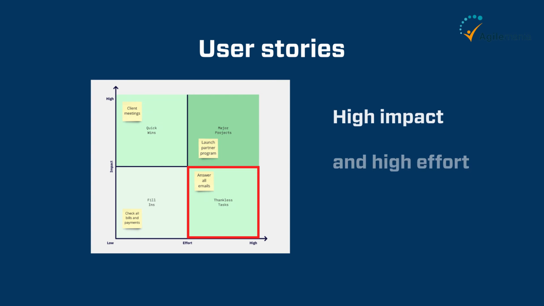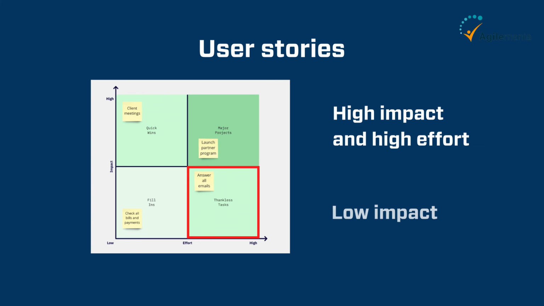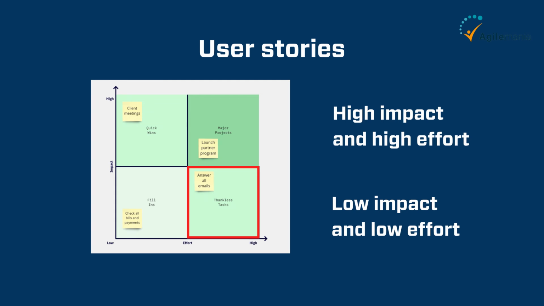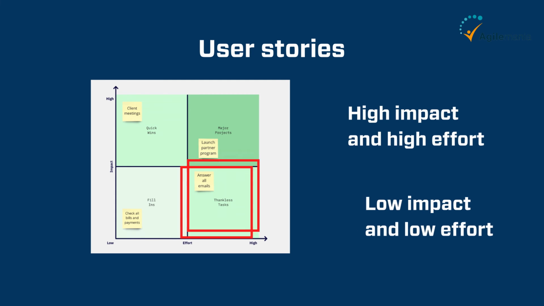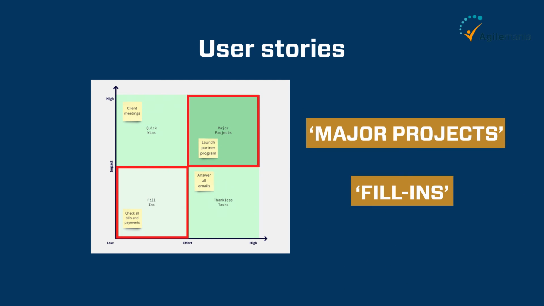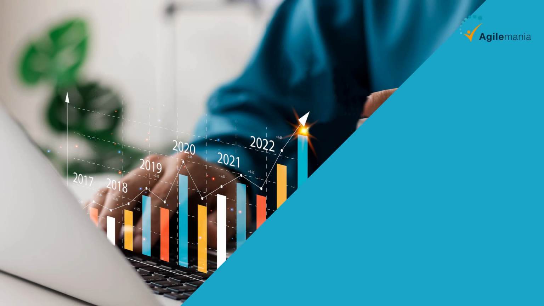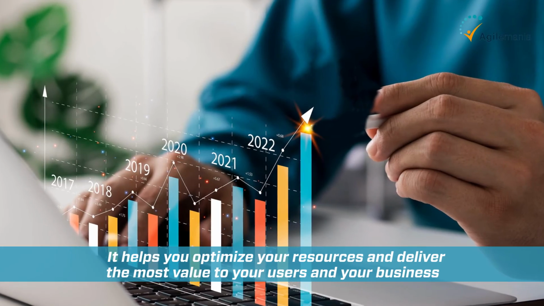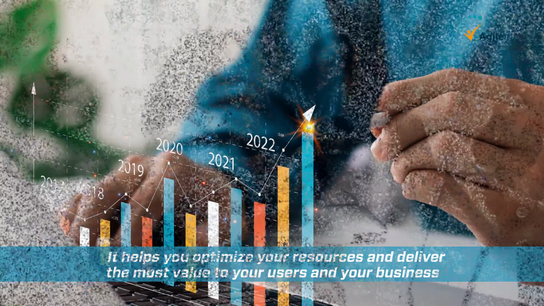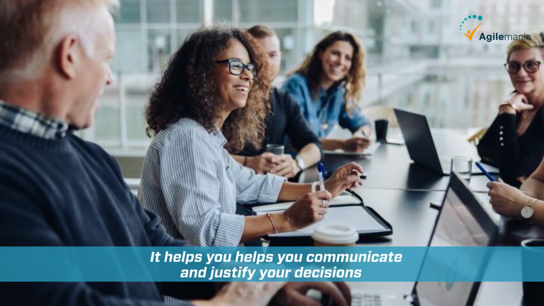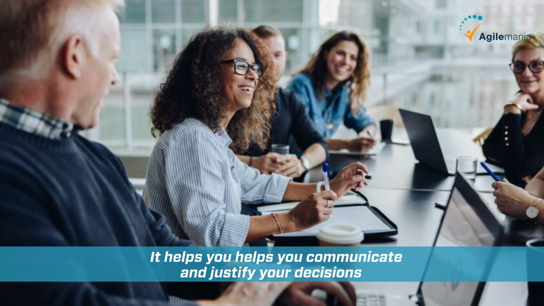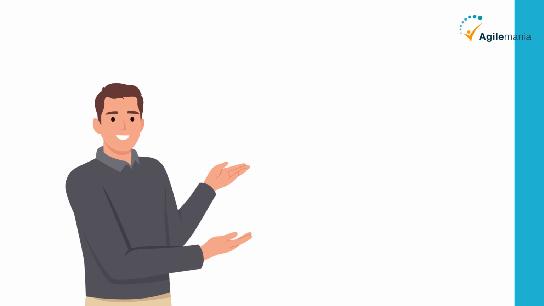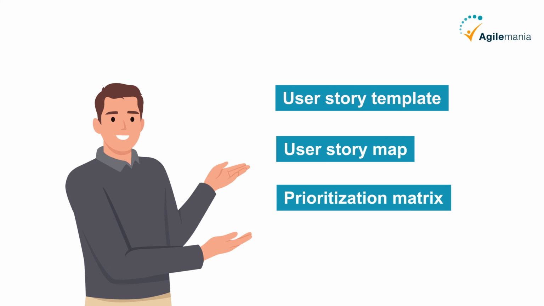The user stories that have high impact and high effort, or low impact and low effort, require more analysis and trade-offs. These are called major projects and fill-ins, respectively. A prioritization matrix helps you optimize your resources and deliver the most value to your users and your business. It also helps you communicate and justify your decisions to your stakeholders and team members. So, these are the 3 tools that can help you map out your user stories and prioritize them effectively.